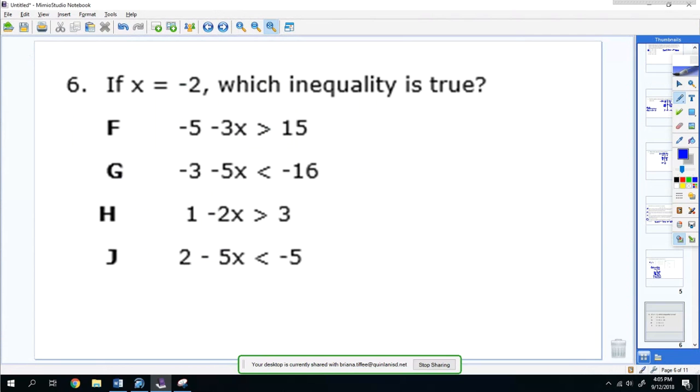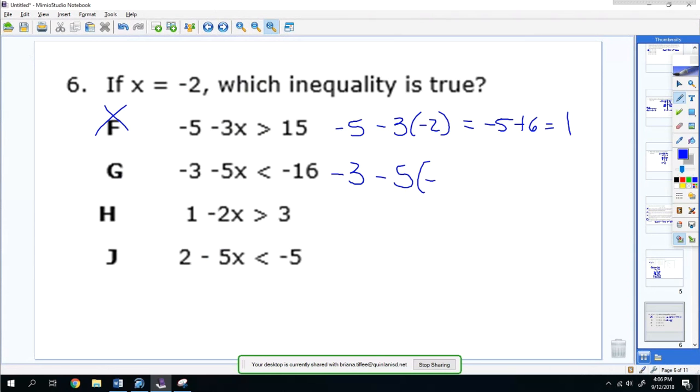Okay, number 6. If x equals negative 2, which inequality is true? So what I'm going to do is plug it in. I'm going to do negative 5 minus 3 times negative 2, which equals negative 5 plus 6, equals 1. So is 1 greater than 15? No. So now I'll do negative 3 minus 5 times negative 2, which equals negative 3 plus 10, equal to 7. Is 7 less than negative 16? No, it's actually greater than.